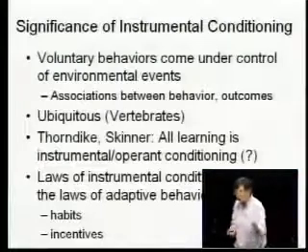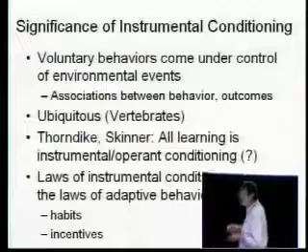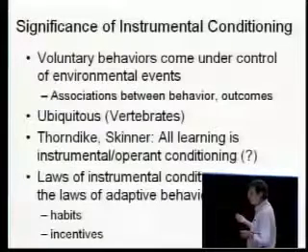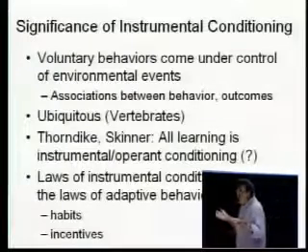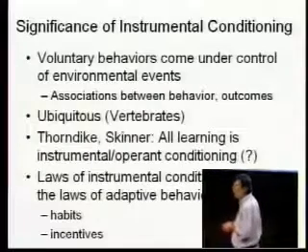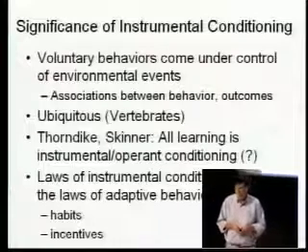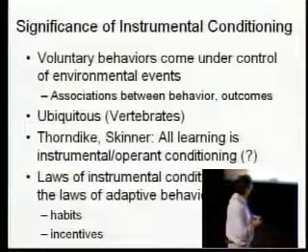So that's a lot of organisms. There are a lot of species that can show instrumental conditioning. Just as Pavlov thought that all learning was a kind of variant on classical conditioning, so Thorndike and Skinner thought that all learning was a variant on instrumental conditioning.